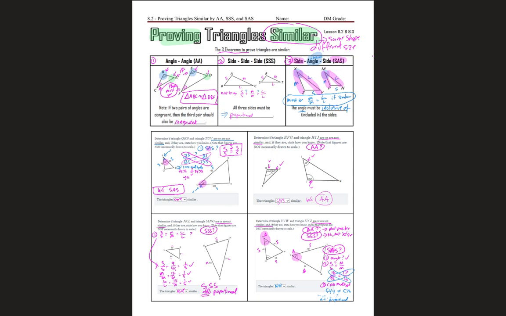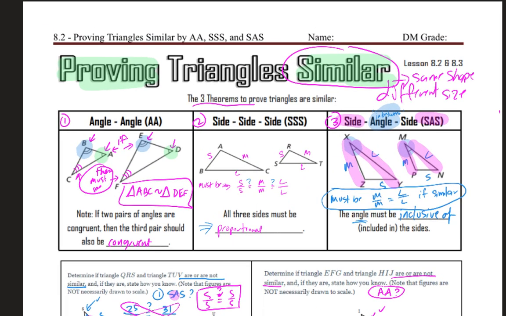Next, we talked about proving triangles similar. So we talked about how if they look the same, that doesn't necessarily mean that they are the same shape, different size, right? So we said there's 3 different ways. So we need to remember these.